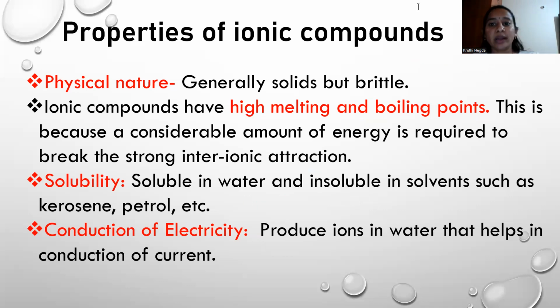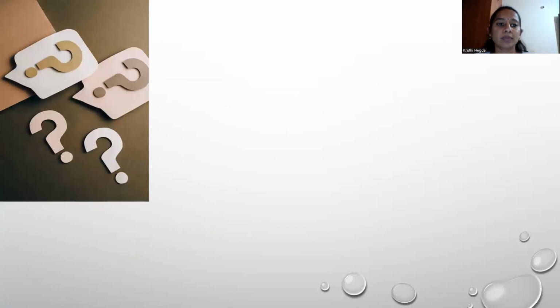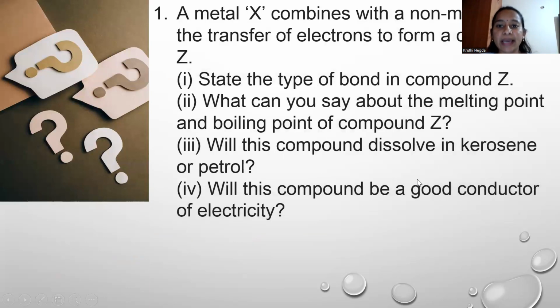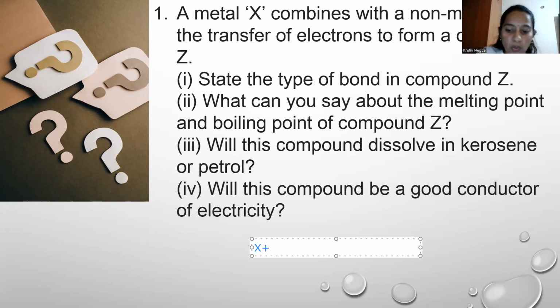So let us go for another slide, maybe a questionnaire. Okay, here comes a question from your understanding, you should try to answer it. A question that's based on our understanding till now. A metal X combines with metal Y by transfer of electrons to form compound Z. Okay, here is a hint for you. X combines with Y. X plus Y to produce compound Z. Okay, state the type of bond in compound Z.